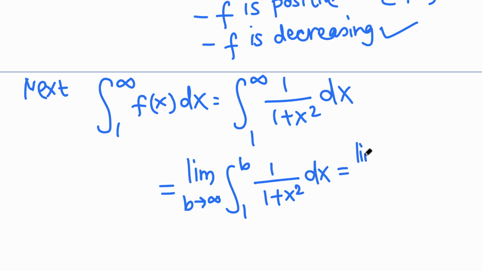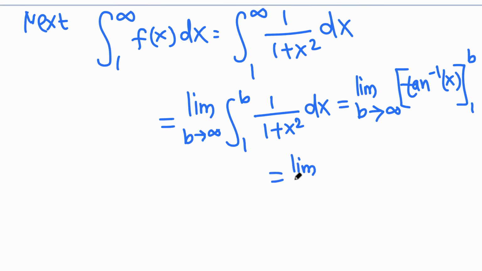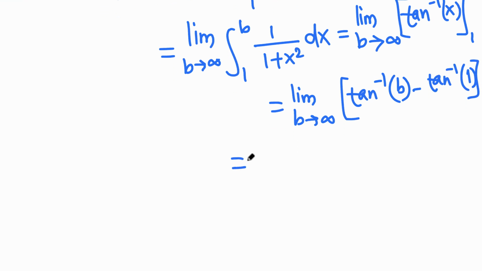That is the limit as b goes to infinity. Let's find the antiderivative of this. Okay, this is arctangent, by the way, tangent inverse x, and it goes from 1 through b. Okay, that is the limit as b goes to infinity of, let's plug in the upper limit, then the lower limit. So this is tangent inverse b minus tangent inverse 1. Okay, and let's put infinity as well. So this is tangent inverse infinity.